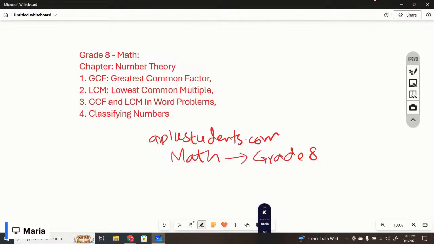We're going to start with the chapter: GCF greatest common factor, LCM lowest common multiple, GCF and LCM in word problems, and classifying numbers. So please make sure you have your notebook and pencil so that you can note down the important examples and definitions as well.